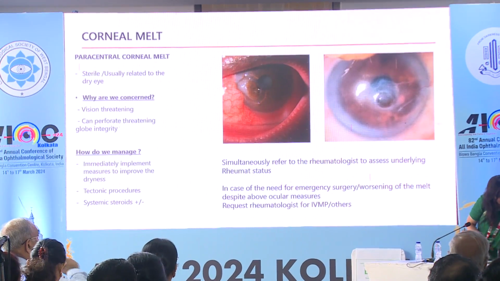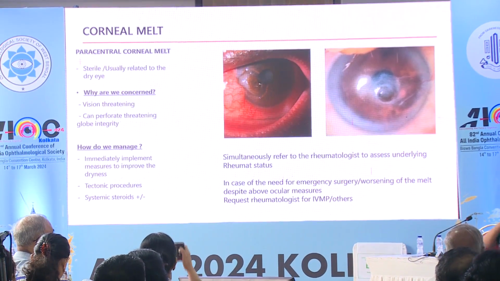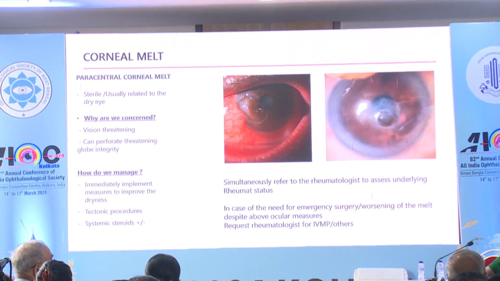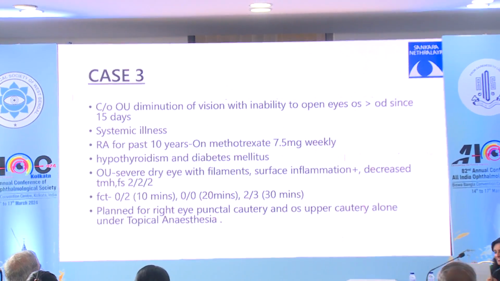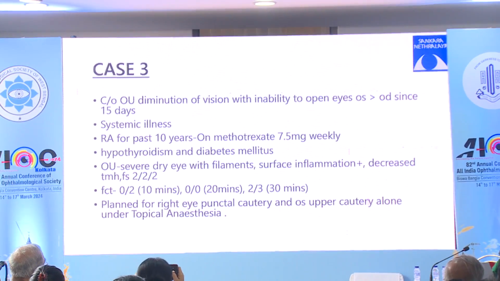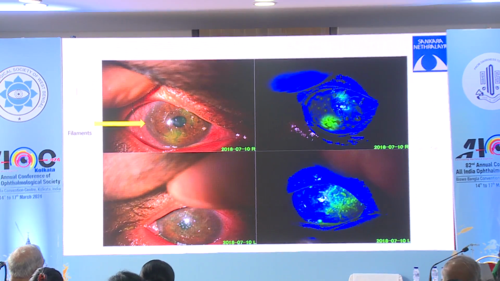You need to pump in systemic immunomodulators in terms of IVMP, or hiking up the systemic medications with the help of the rheumatologist to save not just the eye but the life of the patient. So this was a patient who presented with inability to open the eye. She was a known RA patient, significant filaments on the surface, diffuse staining on the surface. You can see the number of filaments there.